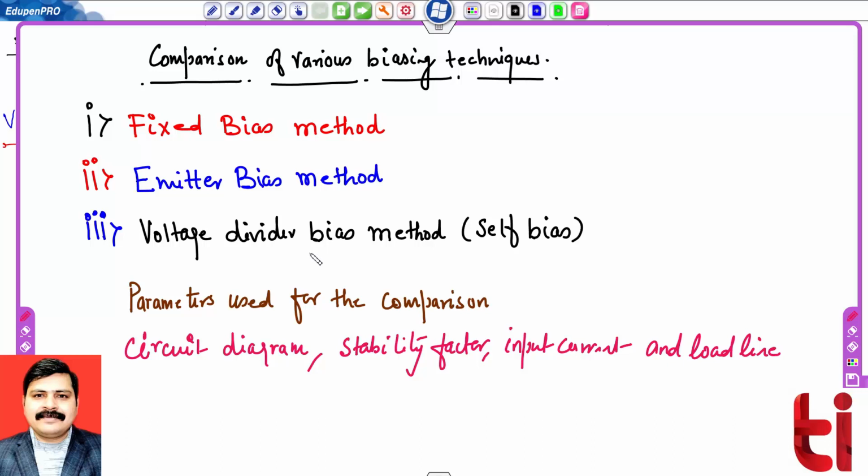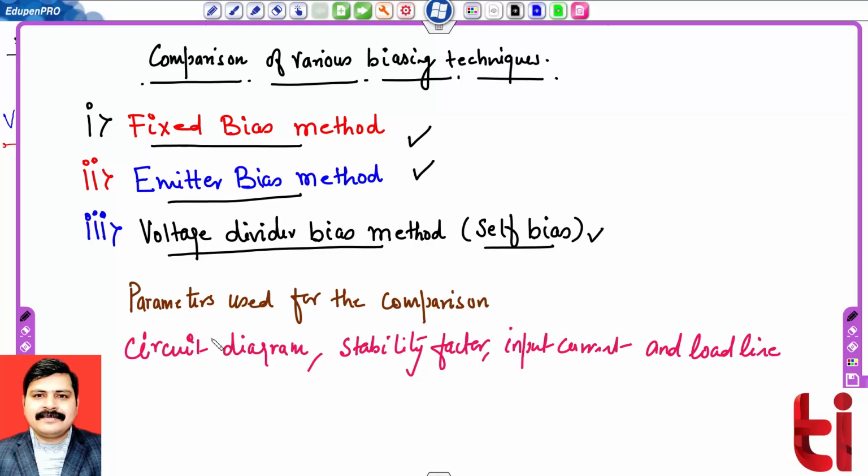In the previous module, we have discussed various types of biasing methods in order to make my operating point stable. Now, in this module, we will see briefly the comparison among the different biasing methods. These are the methods we have discussed: fixed bias method, emitter bias method, and voltage divider bias method, which is also known as the self bias. These three methods we have discussed in detail.